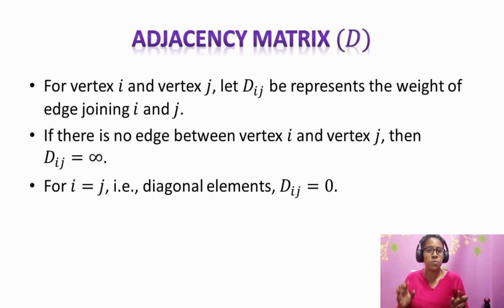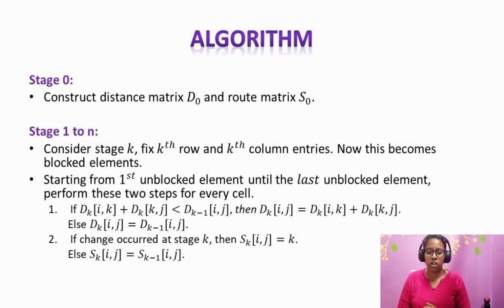If there is no edge between vertices I and J, we give Dij to be infinity. If I is equal to J, that is the same vertex, the distance will be 0. So the Dij's for I equal to J will be 0. The root matrix has row entries as the column headings. Let's see in detail what the algorithm is.